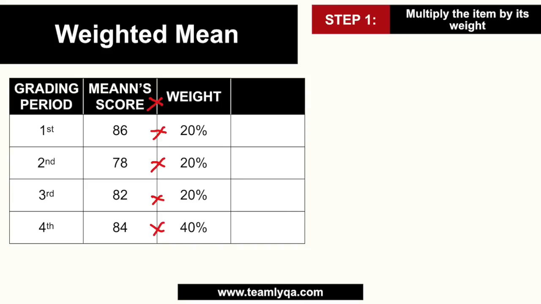Ang times 10 ay 8.6. Okay? So, 8.6 and then imumultiply ko yon sa 2. So, 8.6 das dalawa nito. Okay? Ang ginagawa ko dyan so I can do it mentally is I start with the whole number first. So, I have 16. Tapos, iradagdag ko yung 0.6 which is 1.2 and then I will come up with 17.2. 17.2 yung una. Okay?